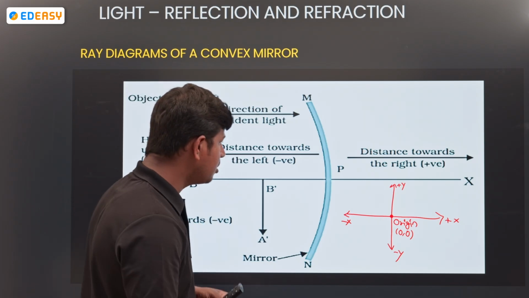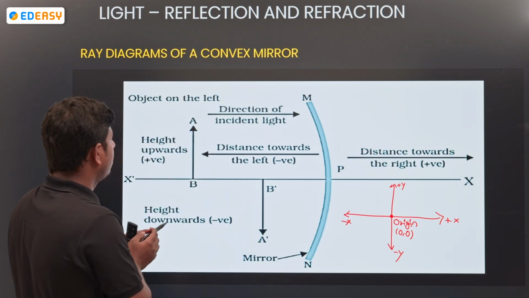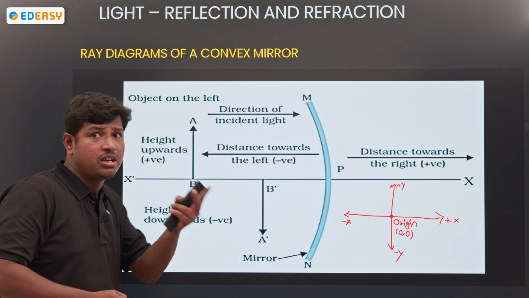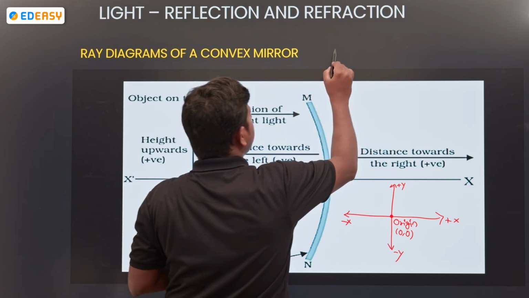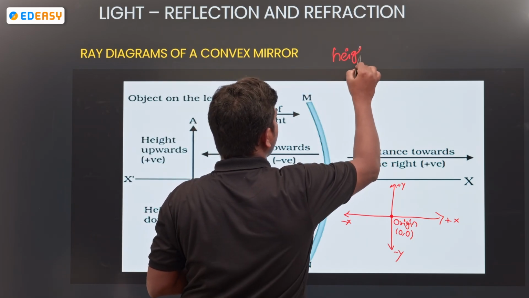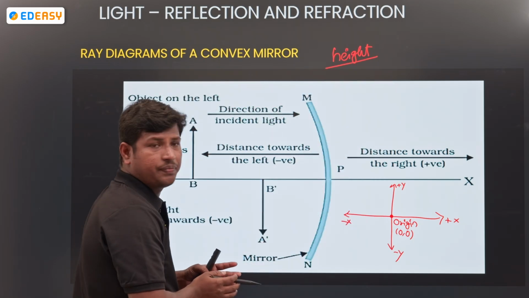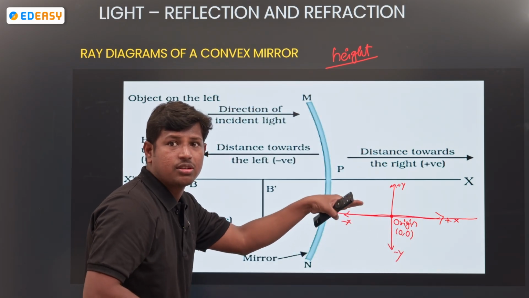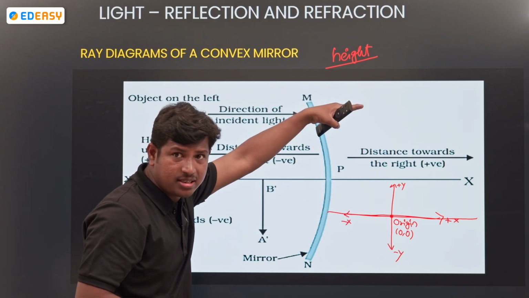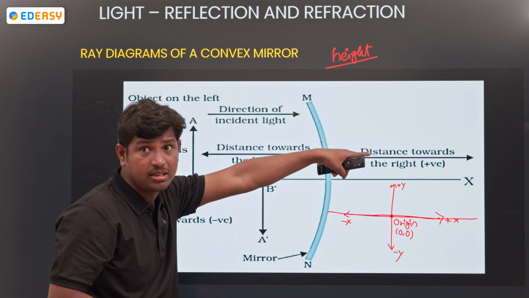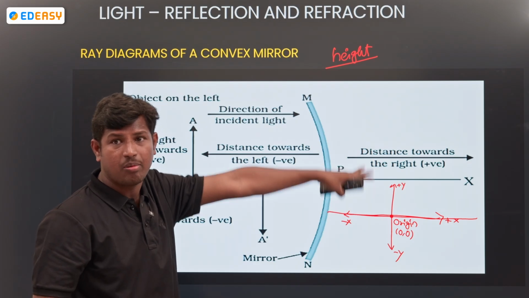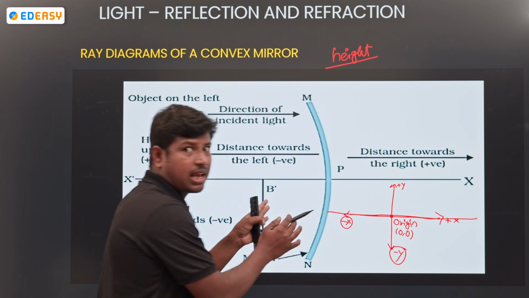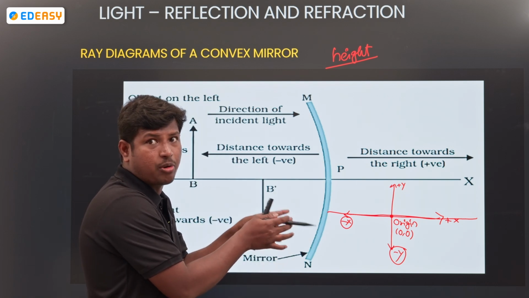Clear? So see here, remember we will do the sign convention in two cases. Coming to the heights, this is the baseline, the x-axis, so you have to check whether it is above the x-axis or below the x-axis, because for height we have to check above or below. Don't take it as this is the negative side and that is the negative side. I'm talking only about height.